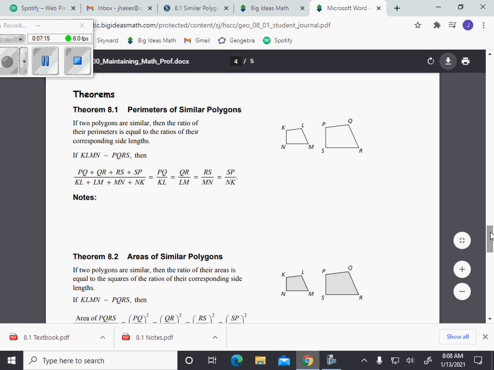So for example, let's say we have a side length of 3 here and a side length of 8. So what's the ratio from little to big? Well, it's 3 over 8. Okay, easy enough. So let's say the perimeter of this shape equals 20. How do we solve for the perimeter of this shape?